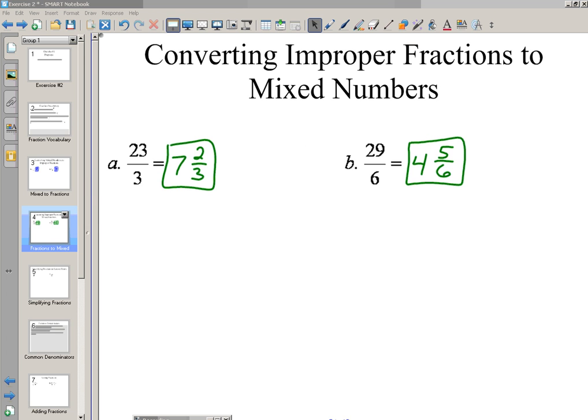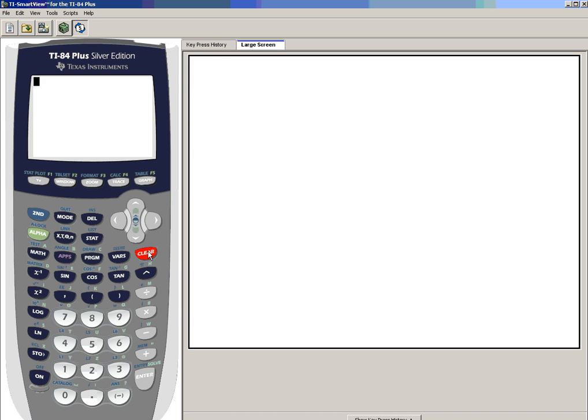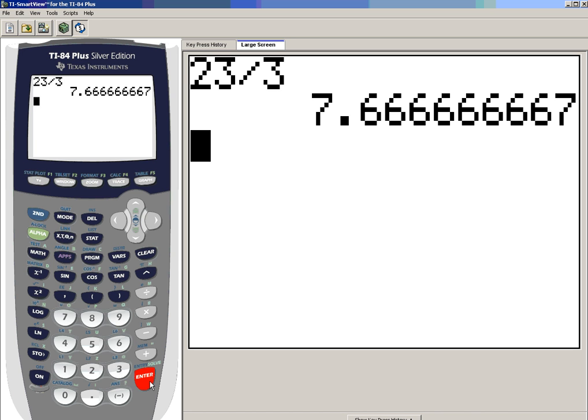The calculator. Put in your fraction, 23 divided by 3. That will give you the whole number. It means that it goes in 7 times. 3 times 7 then is 21. How many more does it take to get to 23? 2. That's how we would get 7 2/3.